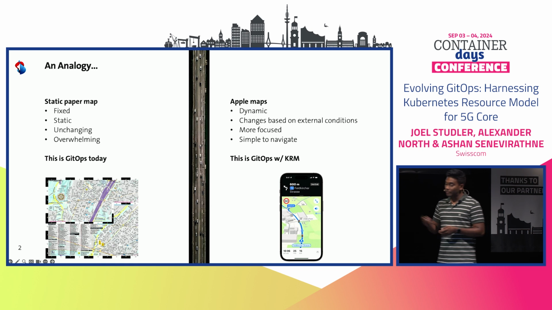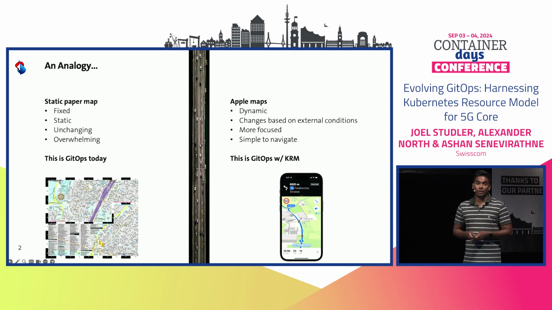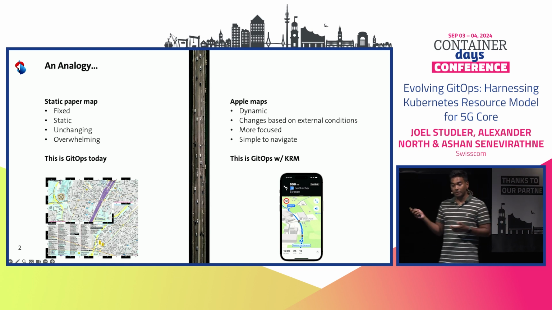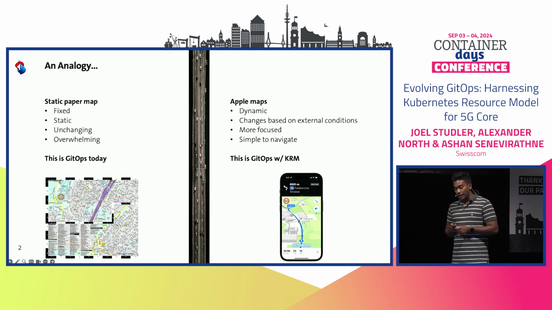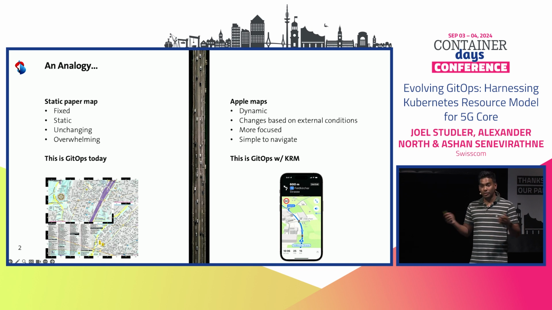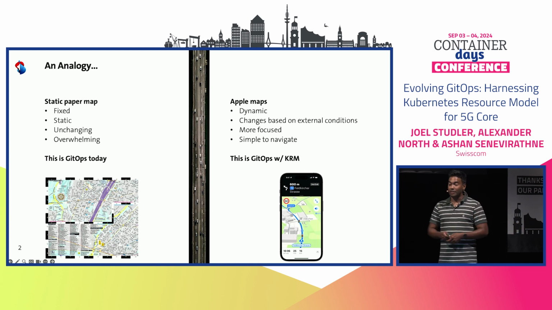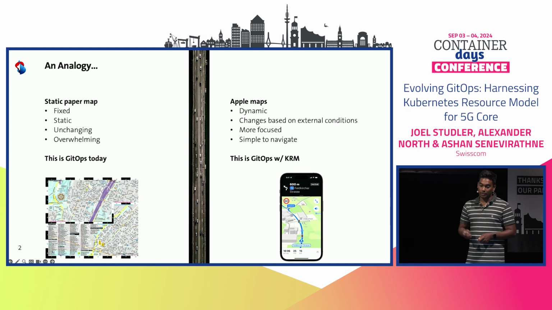On the other hand, you have your phone. You can use your Apple Maps or Google Maps, and it's quite dynamic. It changes based on the external conditions, such as traffic conditions, the weather, and it's more focused, and also it's very simple to navigate. And this is what we are aiming towards, quite dynamic configuration in a way, and we want to introduce Kubernetes Resource Model to the GitOps way of working. And yeah, it's quite exciting. So let's look into how we tackle this.